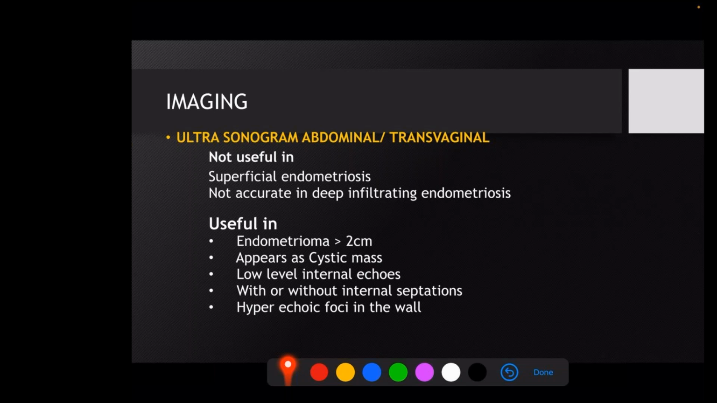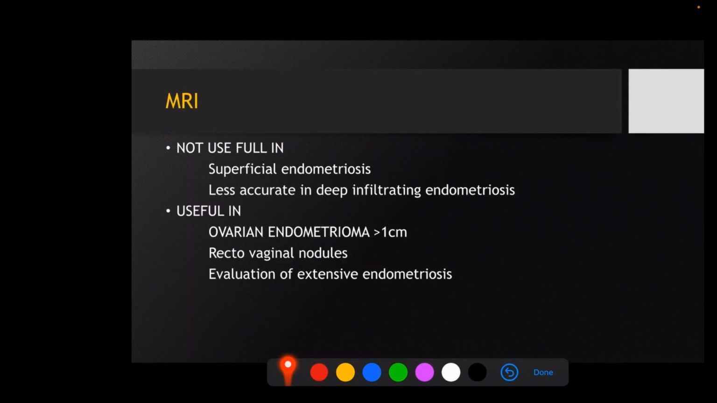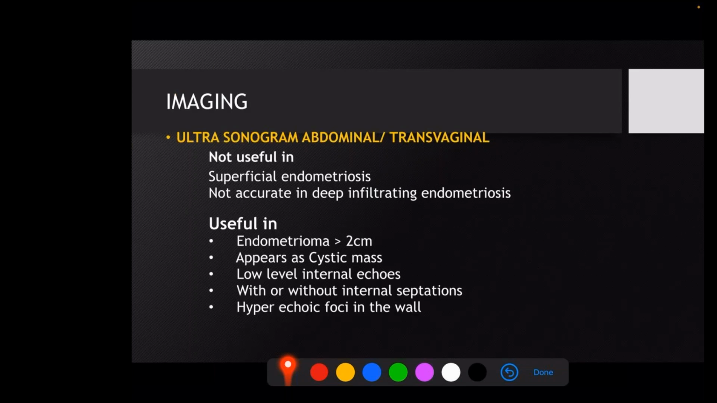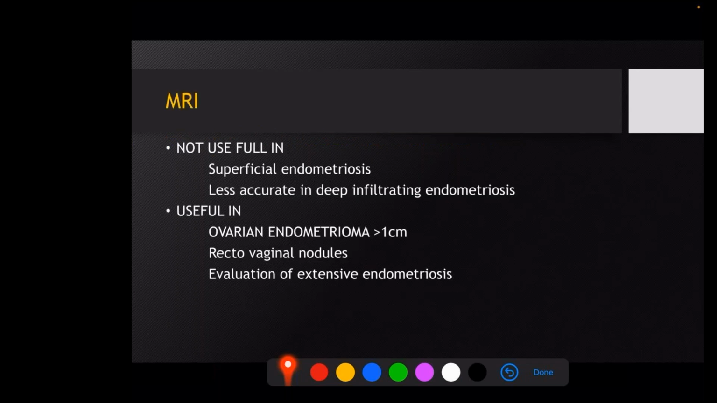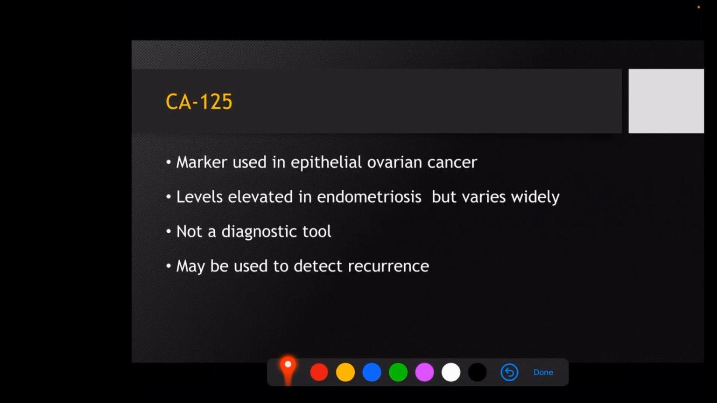Then MRI or magnetic resonance imaging can identify lesions more than 1 centimeter, but ultrasonogram identifies lesions more than 2 centimeter. MRI is also not useful for the diagnosis of superficial endometriosis and is less accurate in determining deep infiltrating endometriosis, but is useful in ovarian endometrioma more than 1 centimeter, rectovaginal nodules, and also for evaluation of extensive endometriosis.